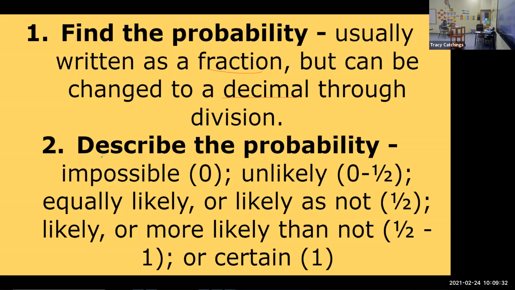After we change to a decimal, we're going to be describing that probability, meaning was that decimal close to 0? And I can say it'll be impossible. Was it between 0 and the 1/2? And I would say it's unlikely. Was it equally likely? Equally likely is another name for likely or not. So if you see equally likely, both of them would mean 1/2. And then we have more likely than not, which is between 1/2 and whole, or I would ask myself, is it certain, being at 1?